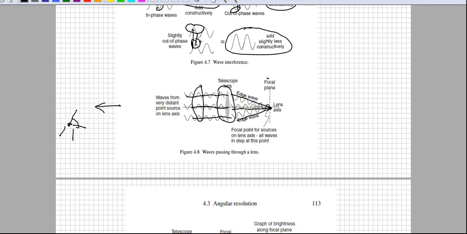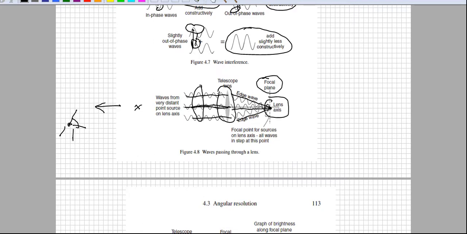Later on, we'll talk about the whole area around which this happens, called the focal plane. But for now, you've got a point source that is on the axis. The axis of the lens is the line through the middle of the lens, perpendicular to the lens. And if the point source is on the axis, the focal point is on the axis as well. So here's where the light waves come together.